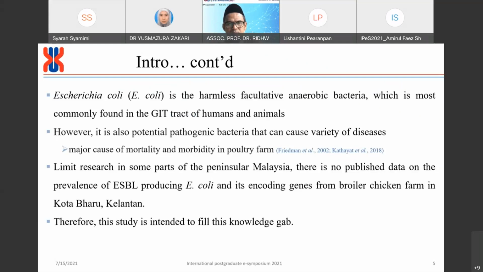Limited research has been done in Peninsular Malaysia, but there is no data on the prevalence of ESBL-producing E. coli and its encoding genes from broiler chickens in chicken farms in Kota Bharu, Kelantan. Therefore, this study was intended to fill this gap.